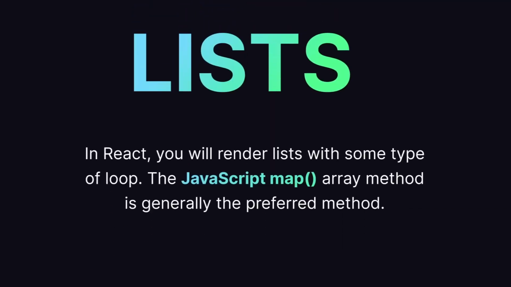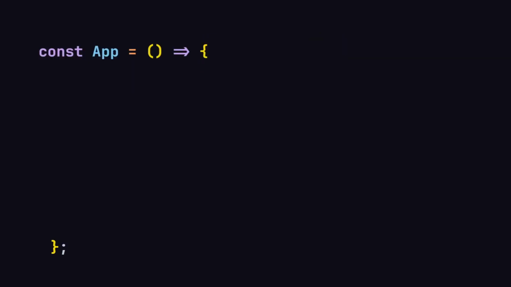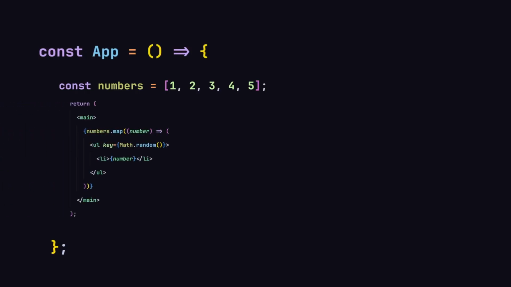Now let's talk about lists in React.js. In React.js, you will render your list with some type of loop. The JavaScript map array method is generally the preferred method to use for lists. Here you can see we have our component, and inside this component we have our numbers array. If you want to iterate over each number inside this array and render it to the DOM, we are first going to use the curly braces, and inside these curly braces we're going to get our numbers list, and then we can use our map method on there.